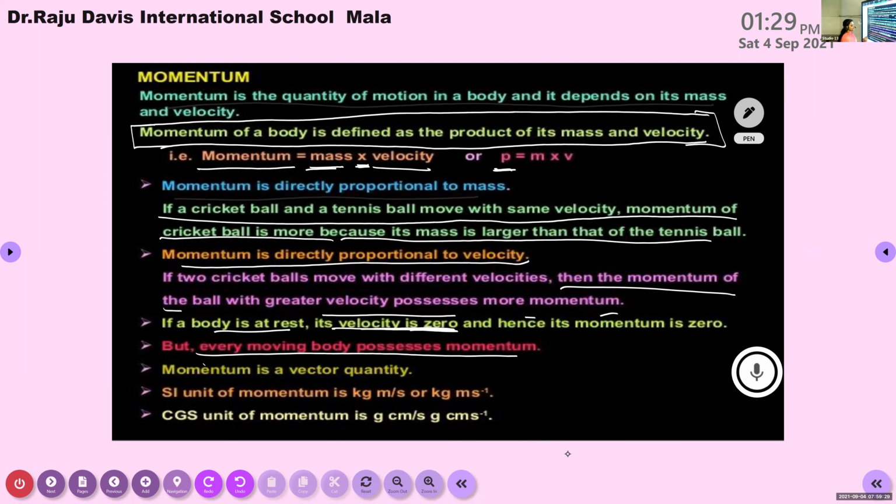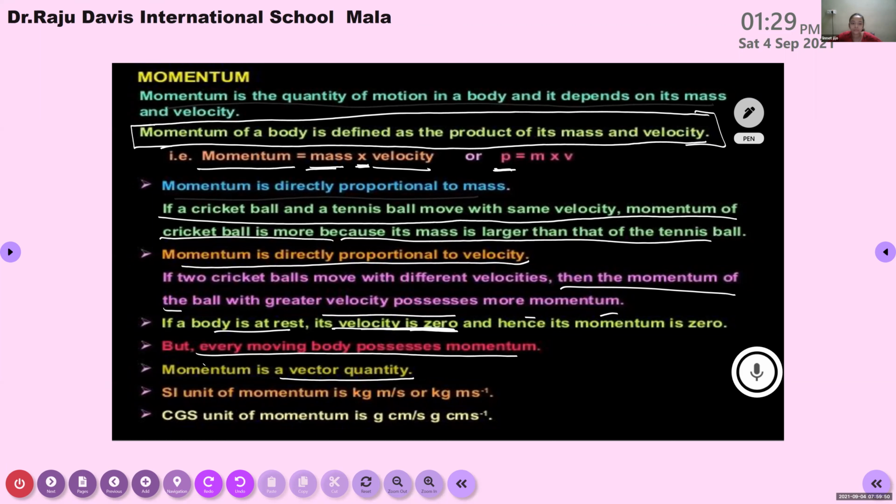Another characteristic of momentum: it is a vector quantity. What do you mean by this statement? It possesses both magnitude and direction. Yes, very good. Because momentum possesses both magnitude and direction, momentum is a vector quantity.